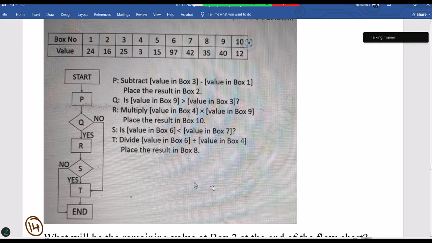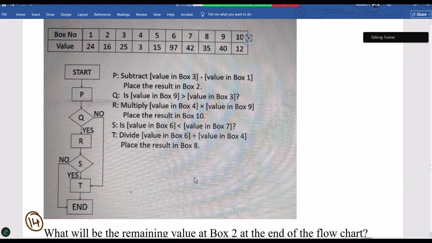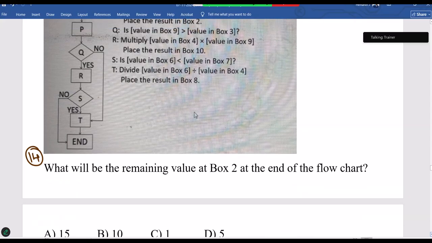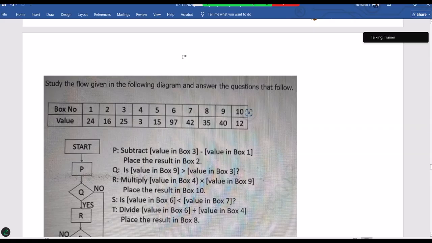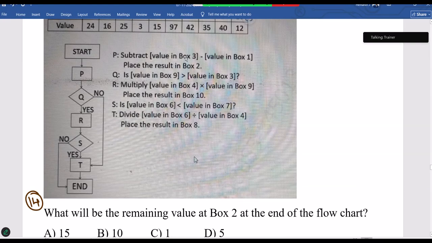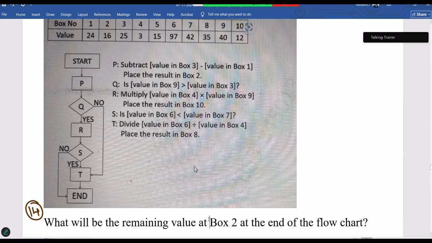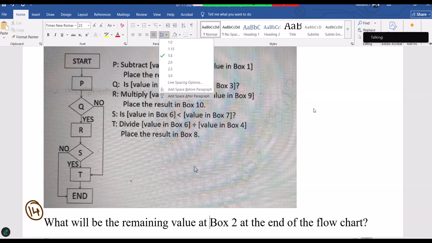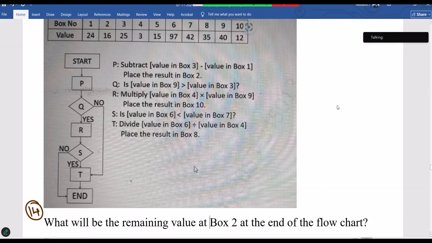I'm giving time, everybody analyze. Question is very simple. What is there in box 2 at the end of the flowchart? Options are 15, 10, 1 and 5. You decide which is correct.